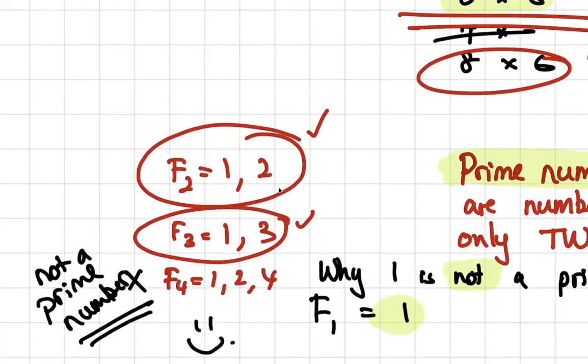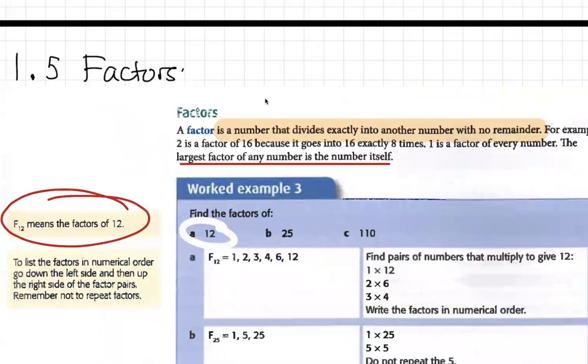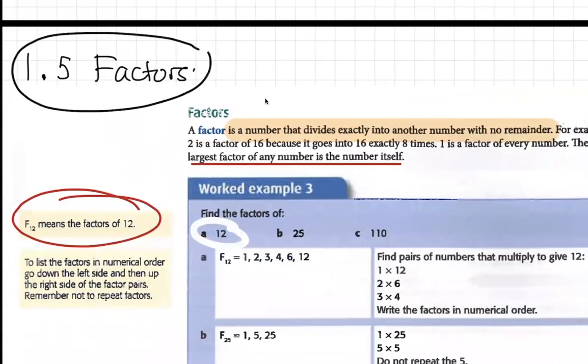Okay, so this is 1.5, which is the exercise for factors.